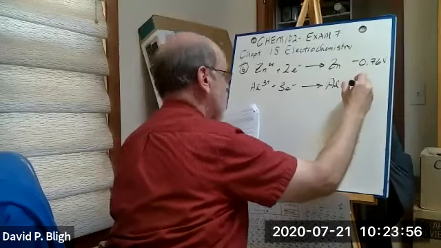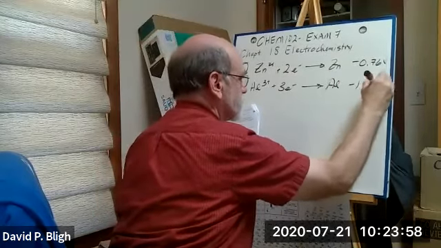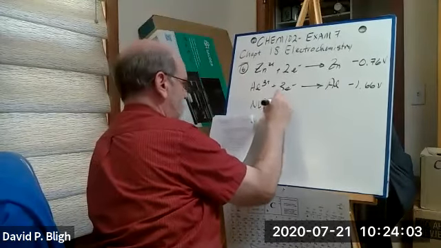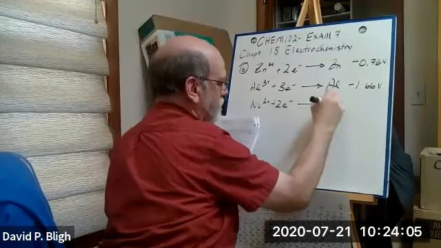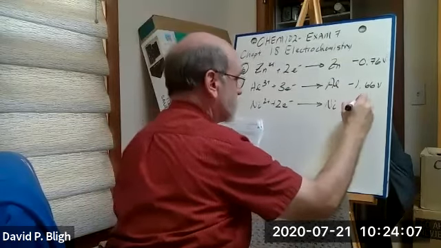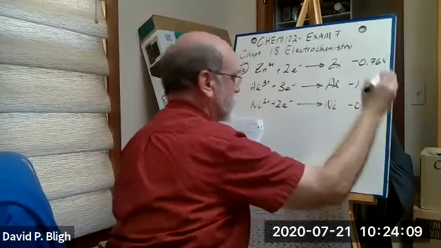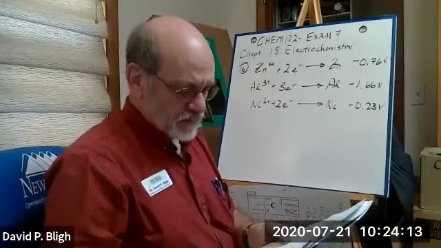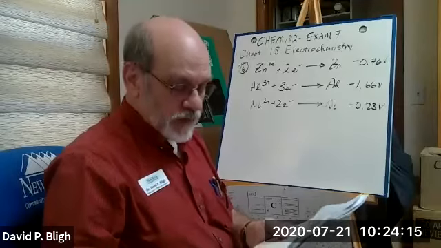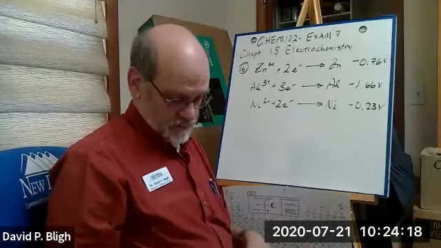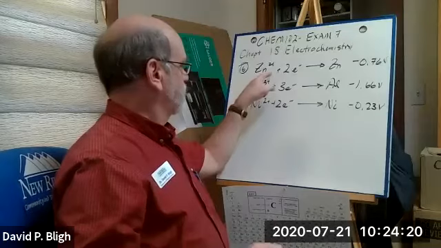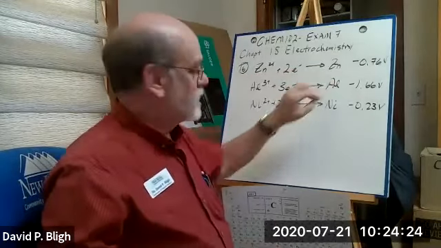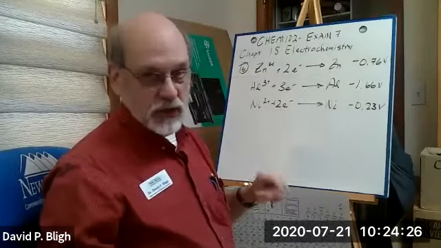Okay, at minus 1.66 volts, and nickel at minus 0.23 volts. Okay, the question is, which metal could reduce zinc 2 plus? So which one of these, if this is the cathode, which one of these could be an anode?